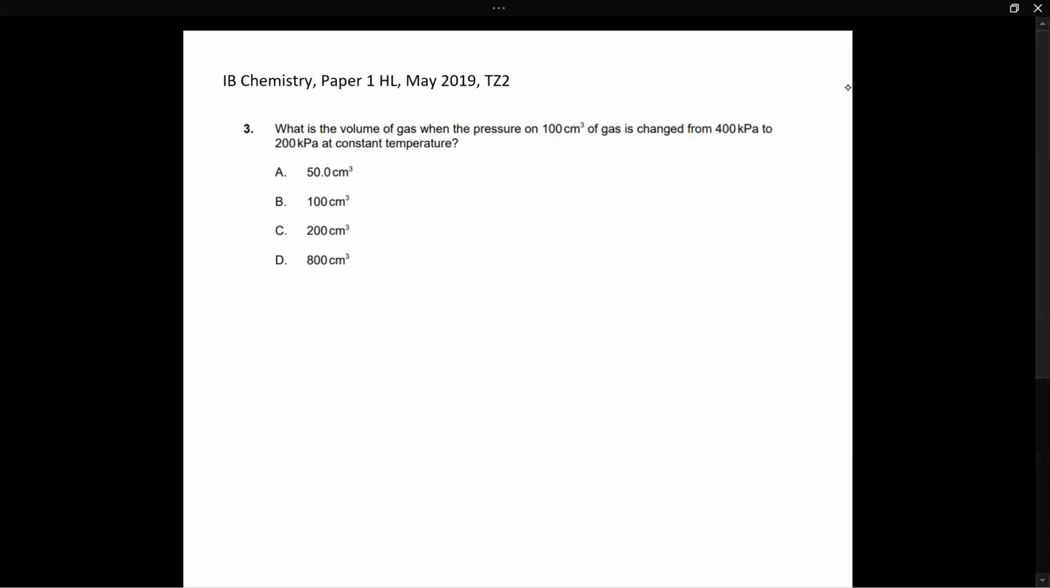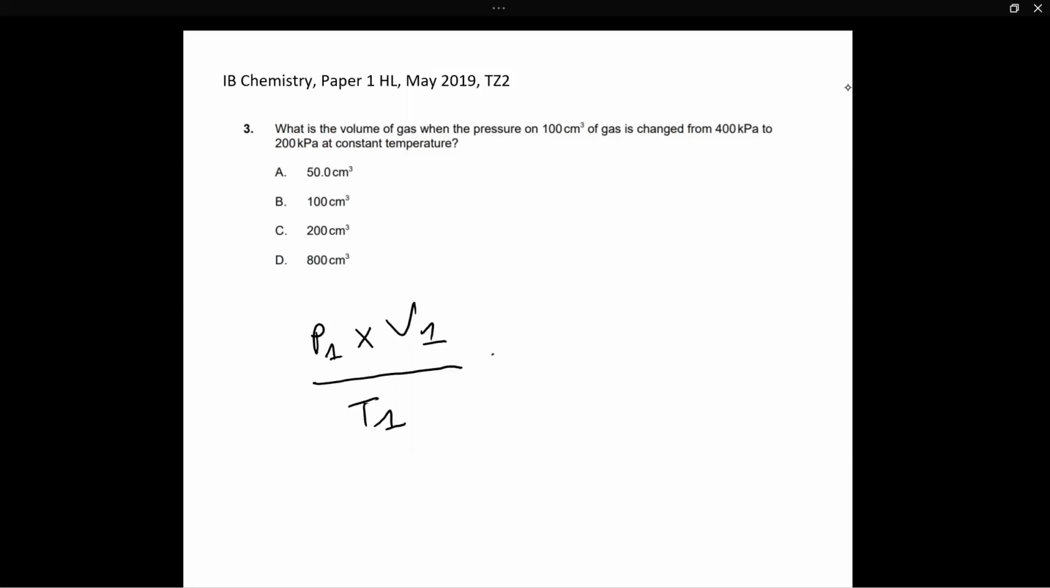The formula is pressure 1 times volume 1 divided by temperature 1 should be equal to pressure 2 times volume 2 divided by temperature 2. This is the formula. And you may be very confused. What is P1? What is P2? What is V1? What is V2? Pressure is P, volume is V, and temperature is T. But what is the 1 and what is the 2? This is basically the pressure that it was before and the pressure that it is after they've changed it.